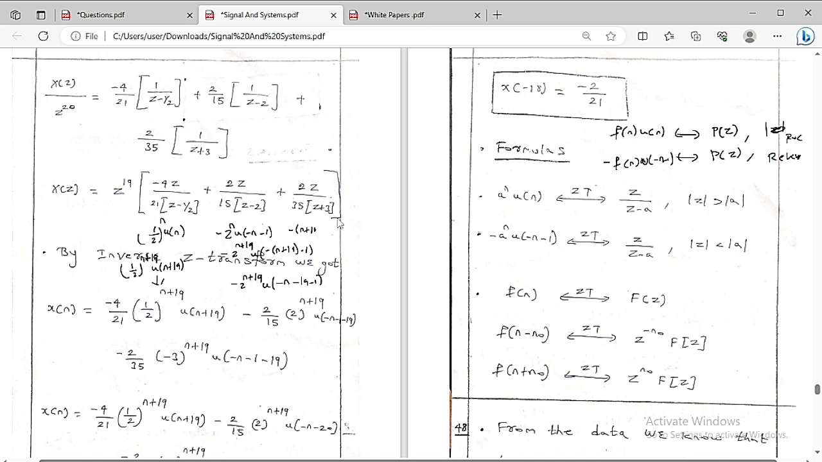So now the constant is 2 by 15, into minus 2 to the power of n plus 19 into u of minus n minus 1 minus 19. Same as it is.